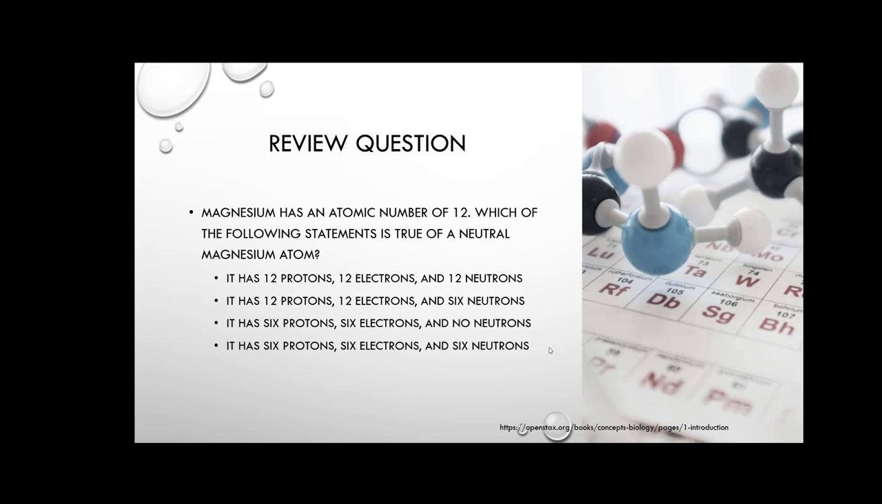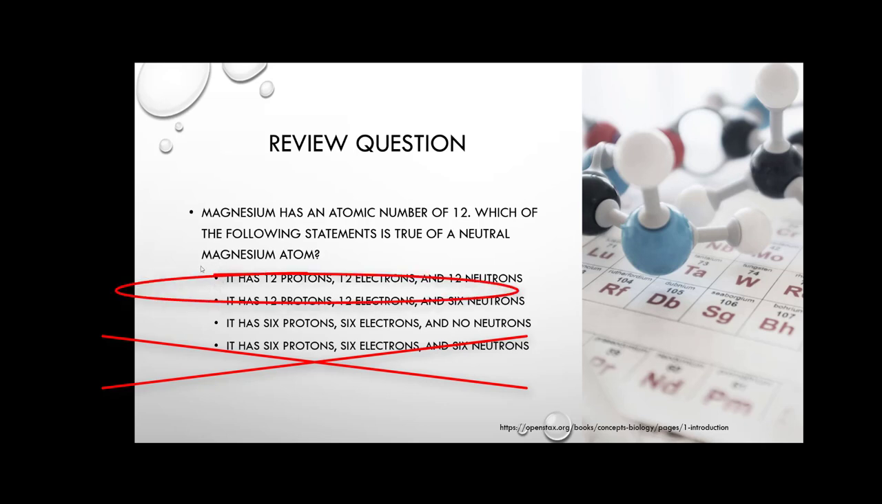So remember, this is a neutral magnesium atom. Right off the bat, we know that the atomic number is 12, so that equals the number of protons. So right away, these two at the bottom are wrong. So it's between these two. Now we can see that it's a neutral atom, so that means that the positive and the negative are equal. That means it has an equal number of electrons to protons. And then if it's equal numbers for everything, then it means that it has 12 neutrons as well. So this is the correct answer. It has 12 of everything.